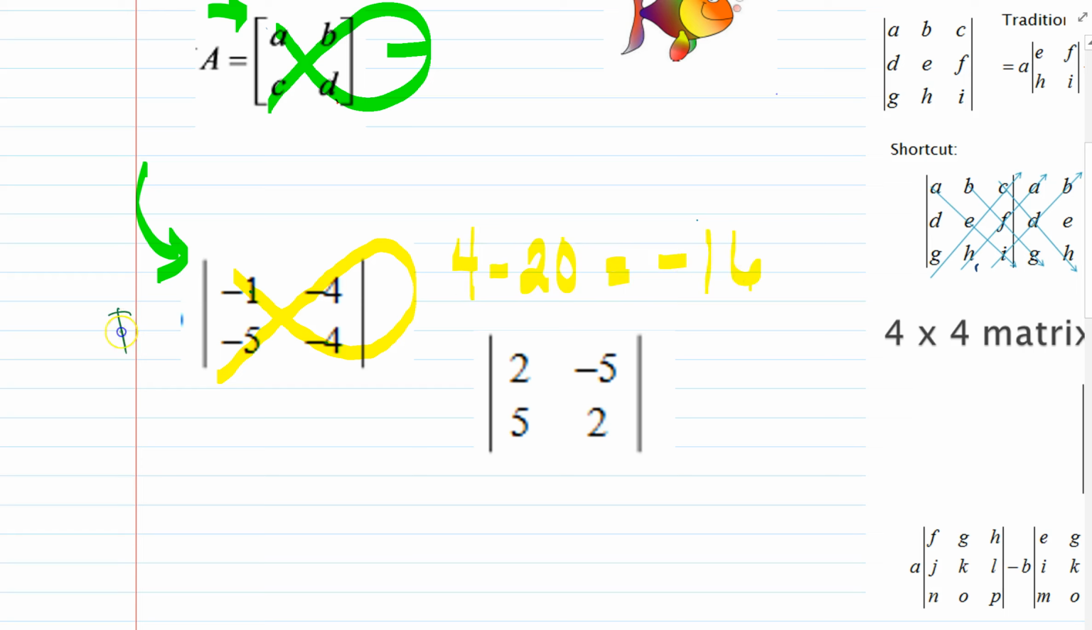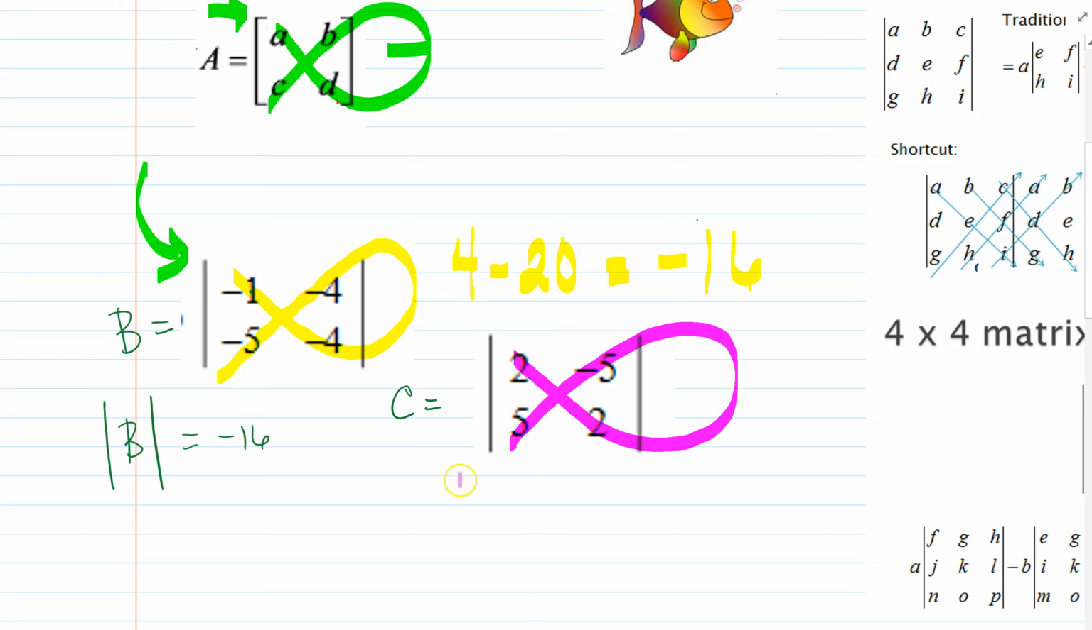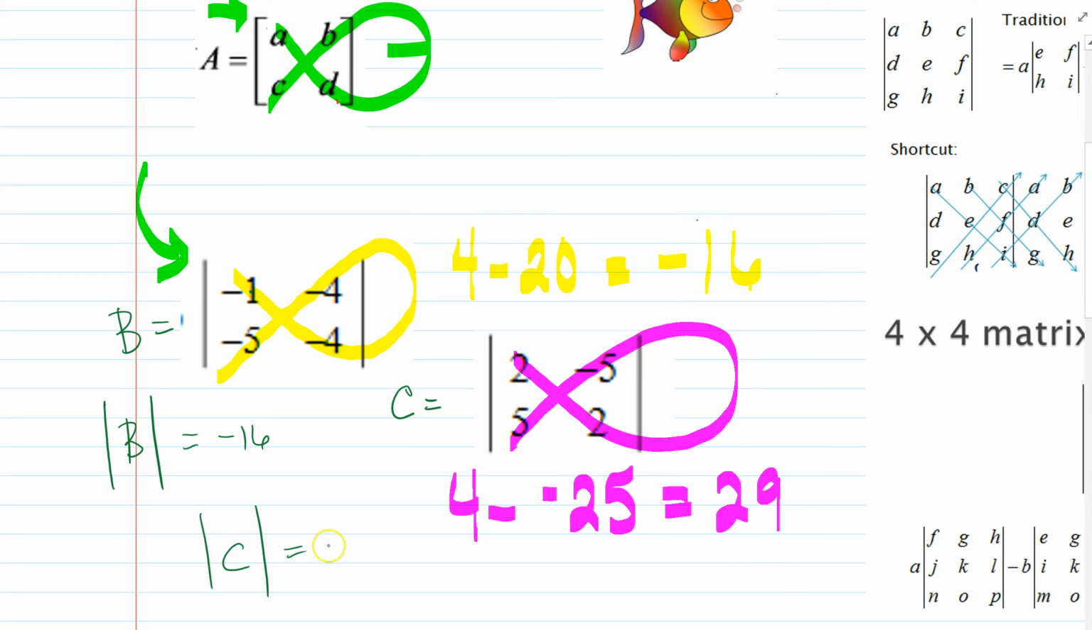So if they called this matrix B, I would go, okay, the determinant of matrix B is equal to negative 16. Let's call this C, and you try it without me. Okay, hopefully you've tried it, and here we go. I'm going to do 4 minus negative 25, and 4 minus negative 25 is equal to 29. So the way that you would express that is that determinant C is equal to 29.